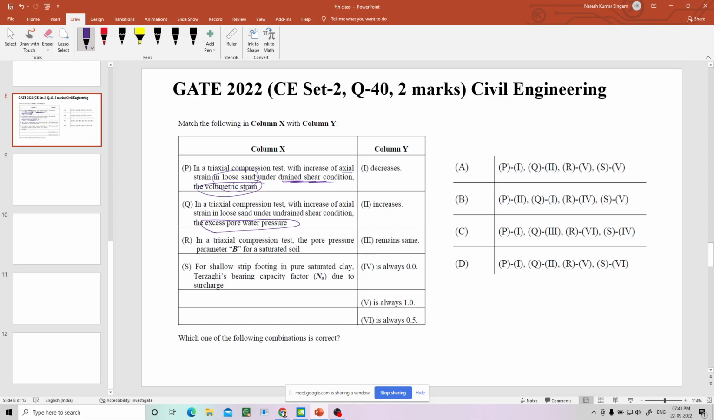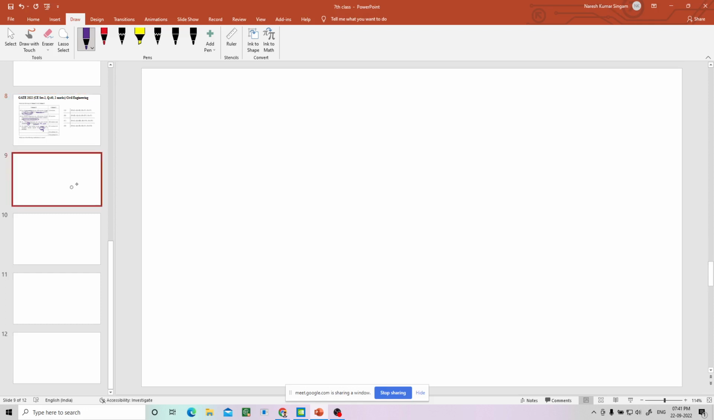Another one is, in a triaxial compression test, the pore pressure parameter B for a saturated soil is what? And another one is for shallow strip footing in pure saturated clay, Terzaghi's bearing capacity factor Nq due to surcharge. Here they are asking the value of this. Can anyone tell before I start? Okay, let me start then.